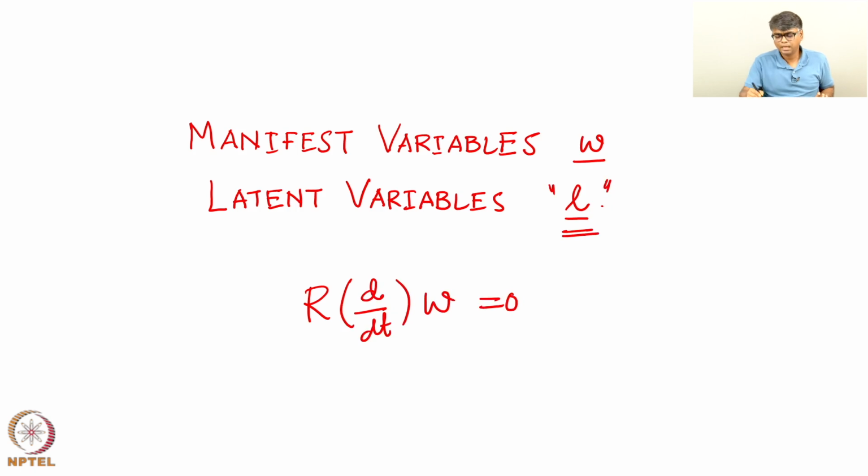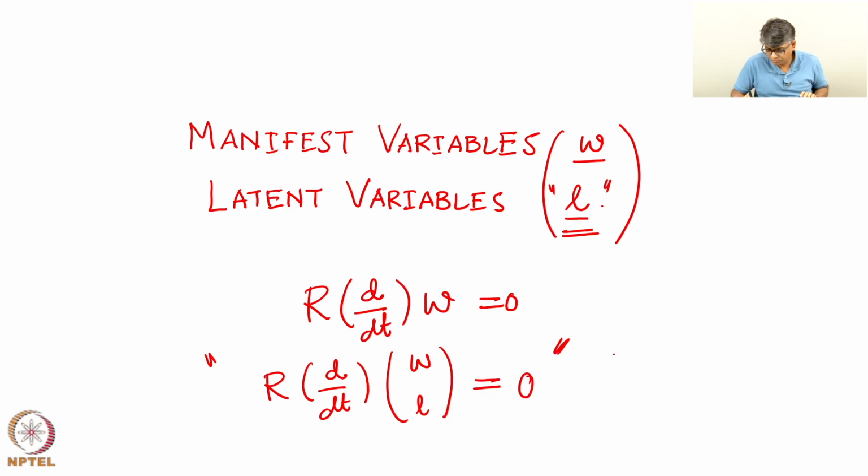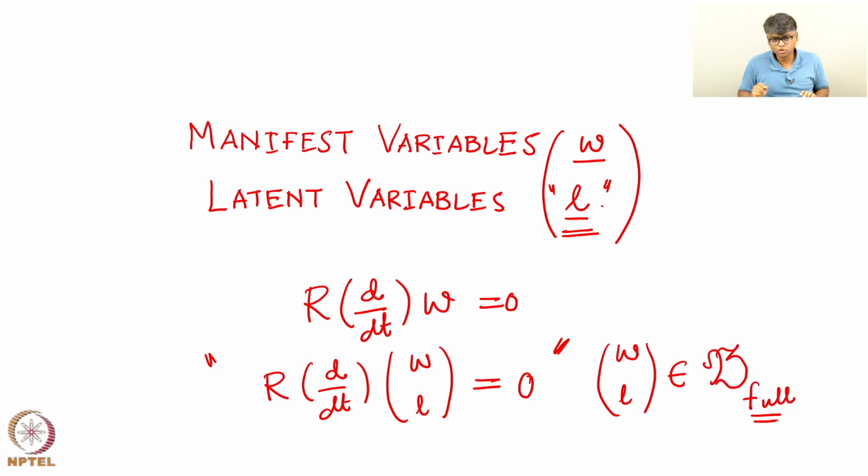But one might say that, okay, just for the sake of it, take W and L together, right. So, in that case you will have something like R d/dt, another polynomial matrix acting on W and L together, right. This should be treated as the behavior, but the behavior will have both these variables W and L, and such trajectories involving both W and L will come from what is known as the full behavior. This is not the behavior.